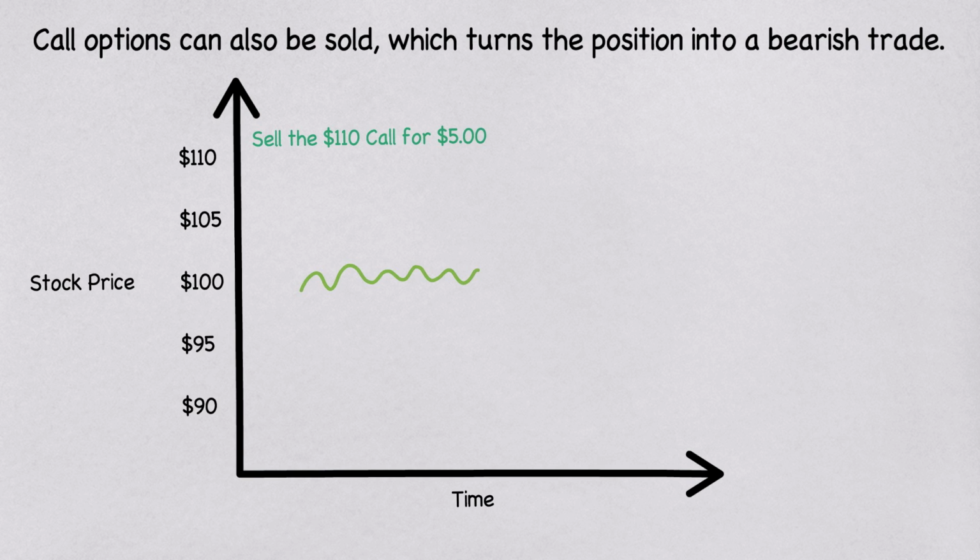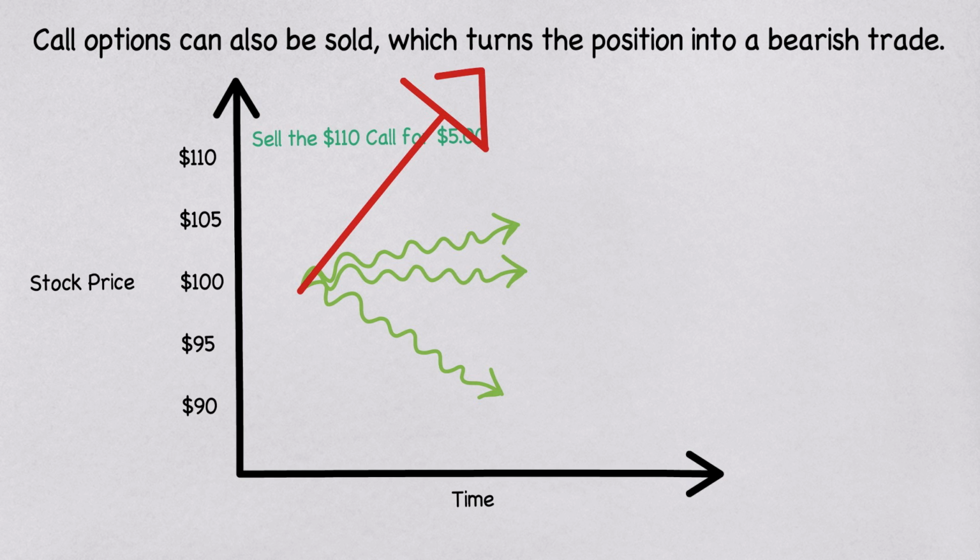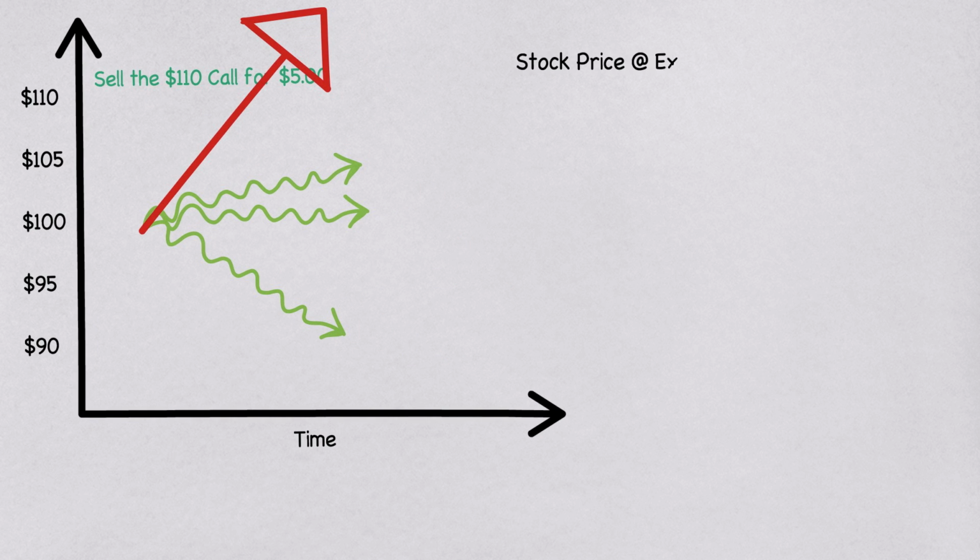Now if after selling that call option the stock price trades sideways, decreases, or even increases slightly, the position will work out favorably because that call option will expire worthless as long as the stock price is below the strike price of $110 at expiration. However, if the stock price increases significantly, then selling that call option could turn out to be a very dangerous play because there's no limit to how much a stock's price can increase, and therefore there's theoretically unlimited loss potential when selling call options. So let's go ahead and look at the hypothetical profit and loss of this position based on various stock prices at the time of expiration.